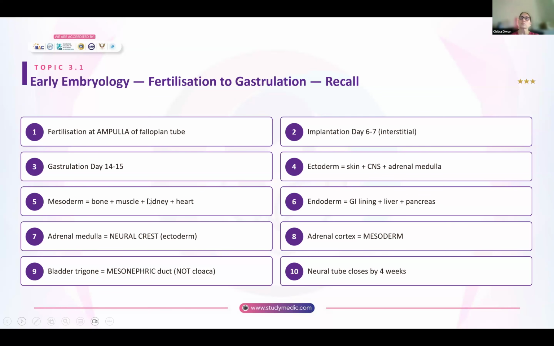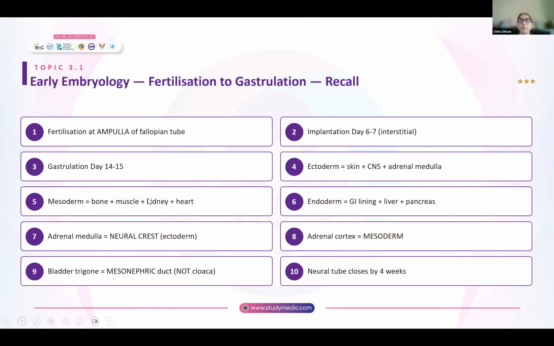Ectoderm, that is the outermost of the 3 germ layers, that forms the skin, central nervous system, and adrenal medulla. Mesoderm, or the middle layer, it forms bone, muscle, kidney, and heart, or basically all the systems that are there inside. And endoderm, which is the innermost layer, that forms the lining. So gastrointestinal lining, liver, and pancreas, all that comes from the endoderm.